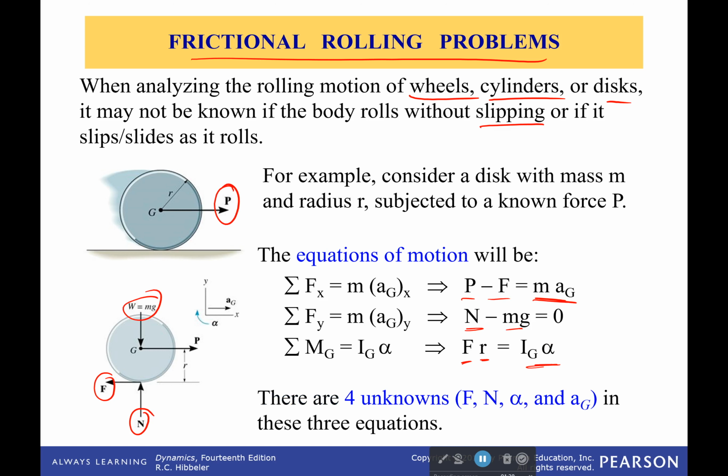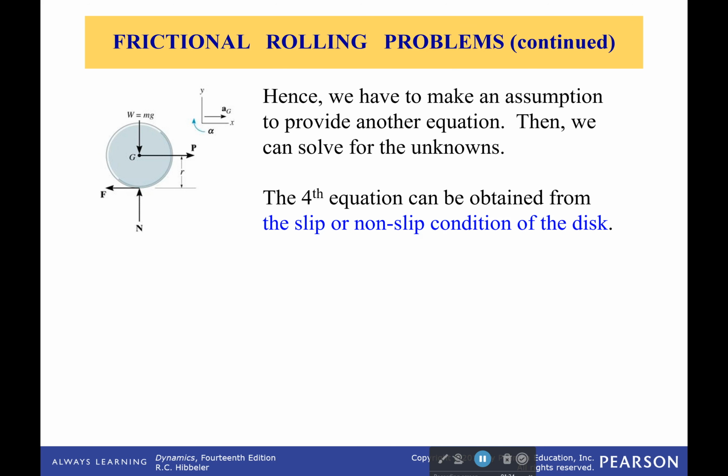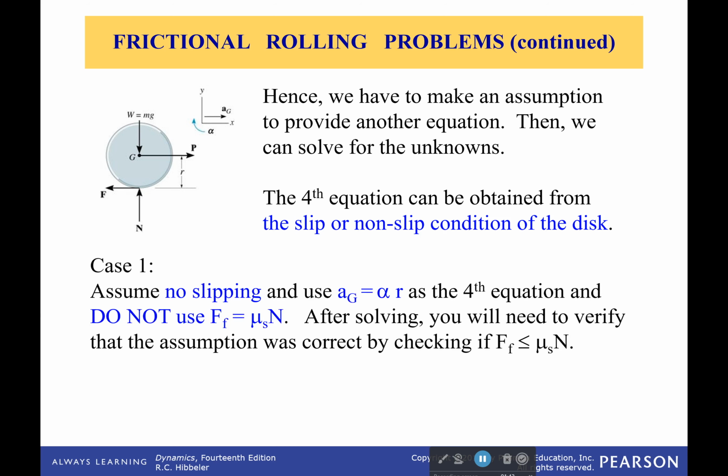Now there are four unknowns in those three equations, which makes you kind of stuck. Well, how do we find that fourth unknown? Well, the fourth equation is going to be either from the slip or non-slip condition of the disk. If it's slipping, you have one equation. If it's not slipping, you have another. So if it's not slipping, then you can say my tangential acceleration is going to be equal to my angular acceleration times the distance, so the radius, and that will be your fourth equation.